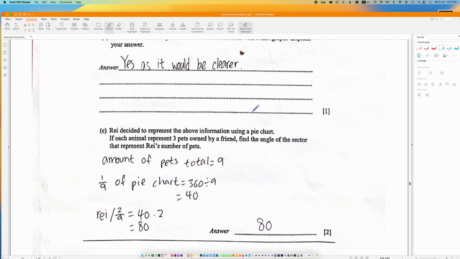What do you mean by 1/9 of the pie chart? Because one animal is 1/9 of the pie chart. One pet is 1/9 of the pie chart. Okay, so that means 2 parts. So 80. Okay, good. Angle 80 degrees.